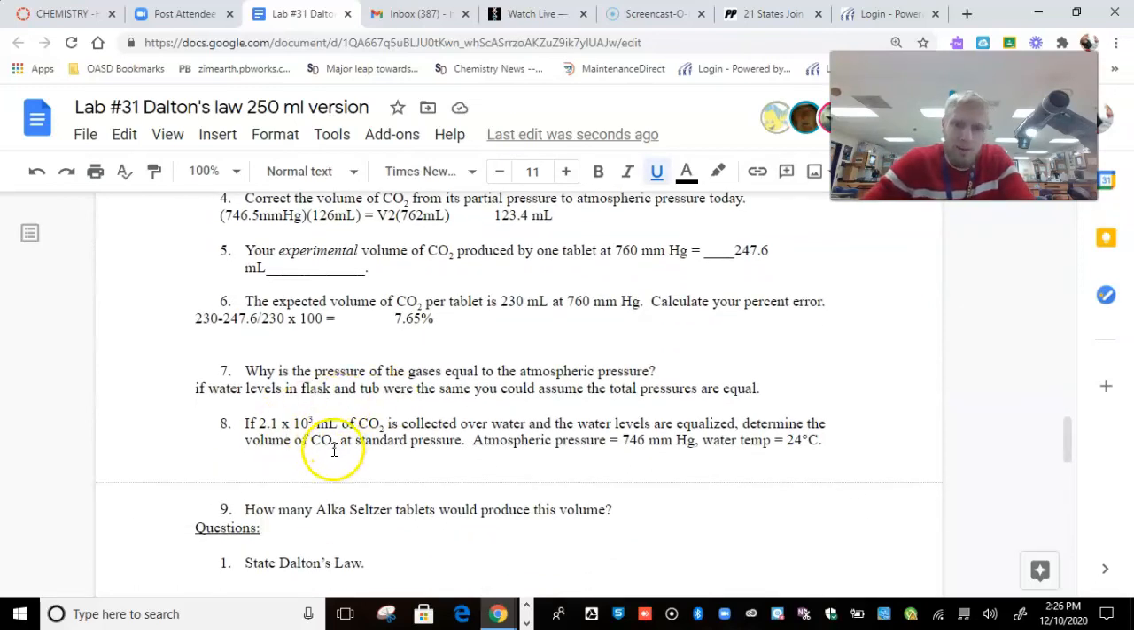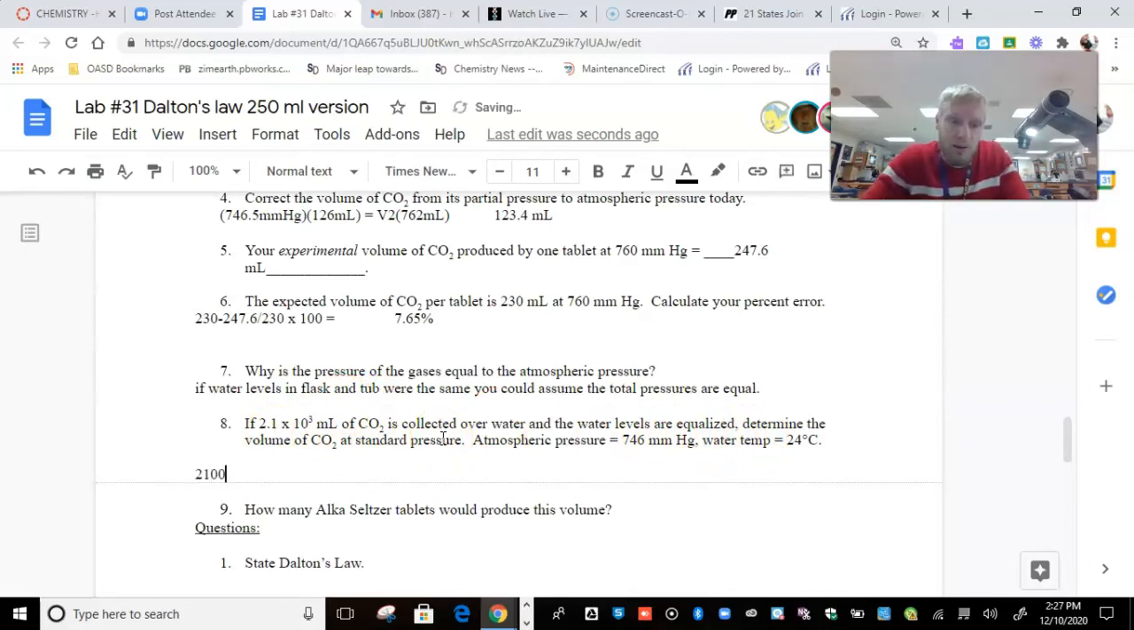All right, 8 and 9, we're going to quickly run through these guys. We got 2,100 milliliters of CO2 collected over water, and the water levels are equalized. Determine the volume of CO2 at standard pressure. Atmospheric pressure is 746 and water temp is 24. All right. Looks like we've got temperature, pressure, and volume, so I'm going to have to use the combined gas law in this case.